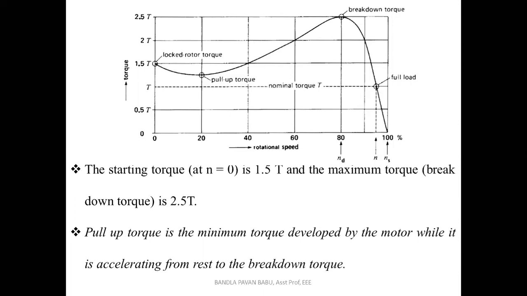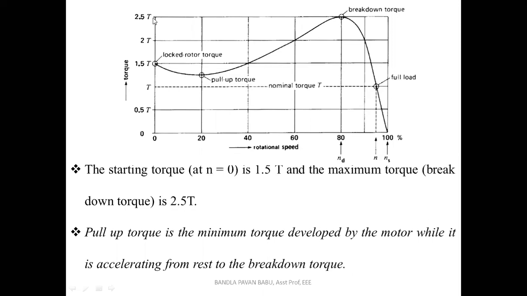Right. If n equal to 0, what happens? The locked rotor torque is 1.5 times the T value. Nominal torque is actually the referred torque or the maximum torque required. Next, under the rotor locked condition, the torque is 1.5 times. At this point, the starting torque at n equal to 0 is 1.5 into T, and the maximum torque, that is the breakdown torque, is 2.5 into T.